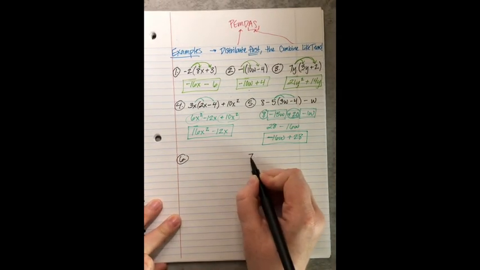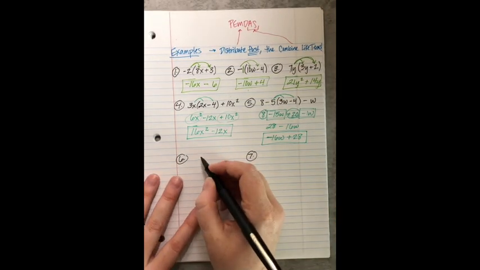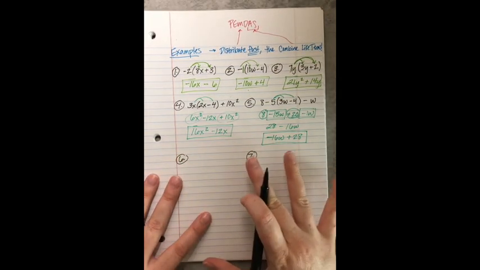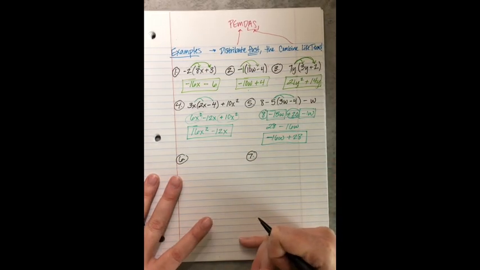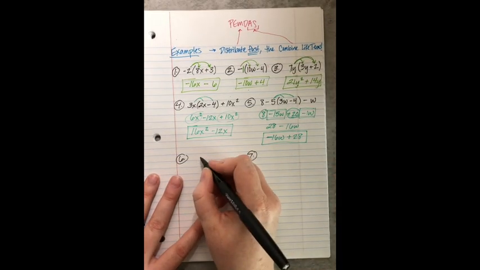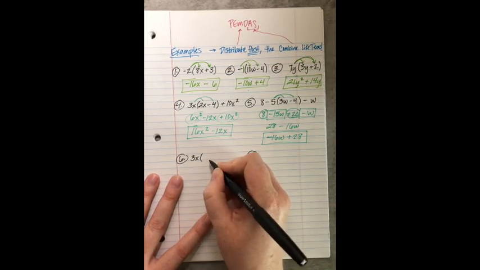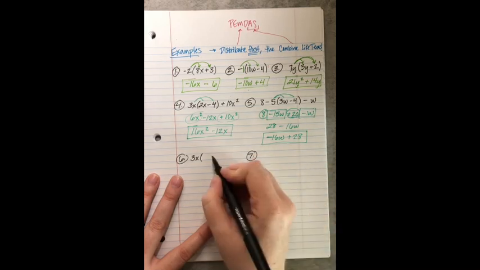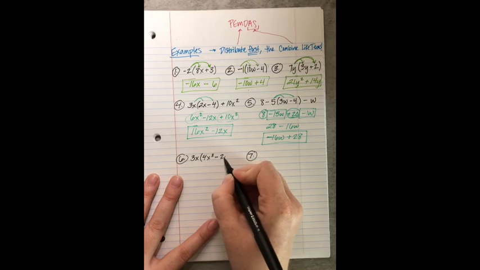6 and 7. Okay. Here's number 6. We're at the point where I really do want you to challenge yourself and pause the video, try and solve it before I go over it, okay? 3x right next to a set of parentheses. Inside your parentheses, you have 4x cubed minus 2y.